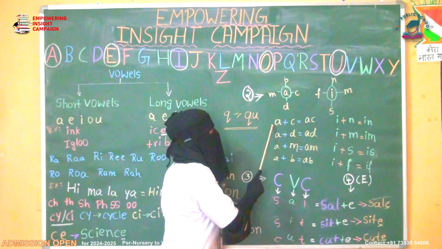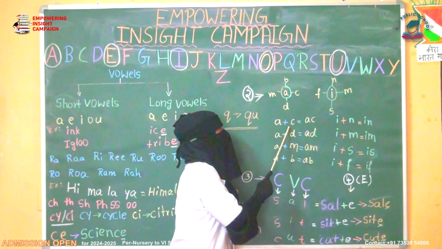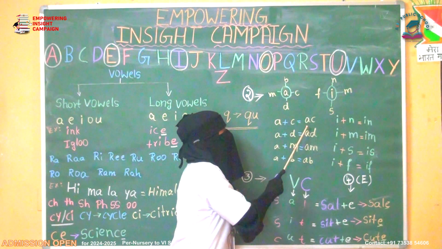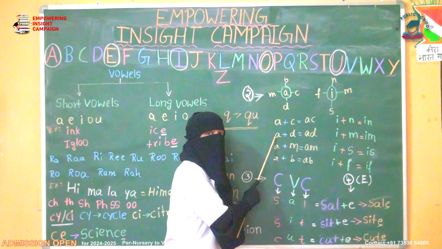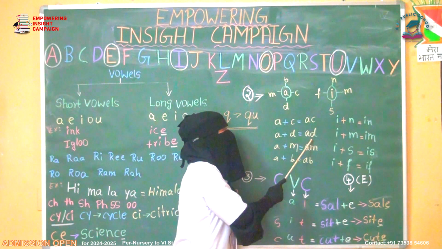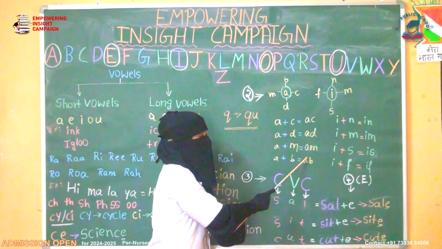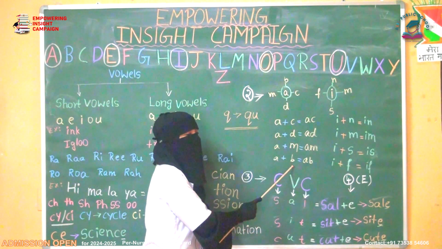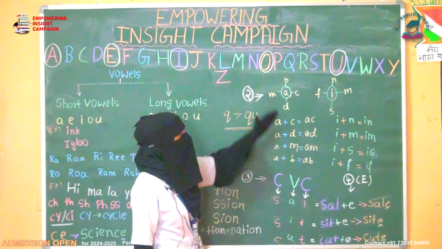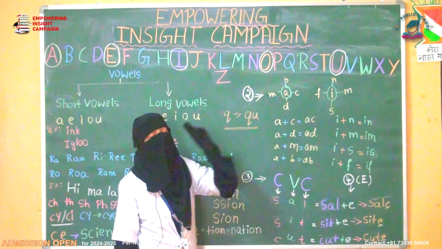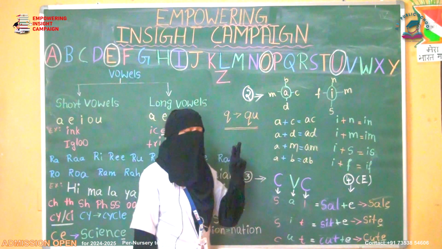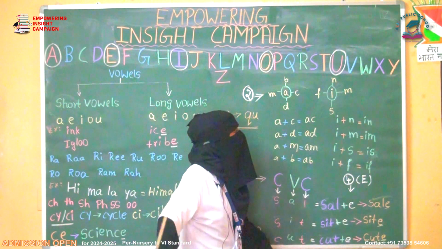Let's start like this. A, K, ak. A, D, ad. A, M, am. A, B, ab. This is how we have to create 2-letter words. If you want more examples, I can show you.